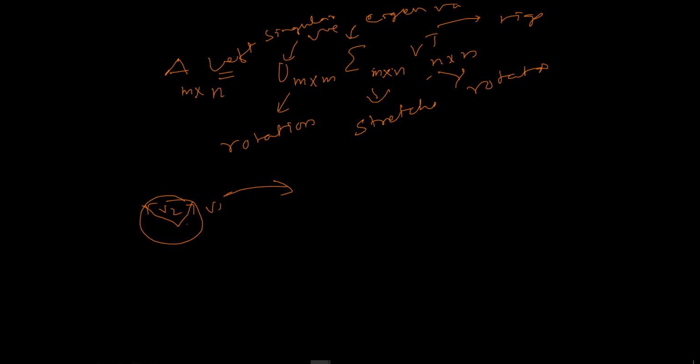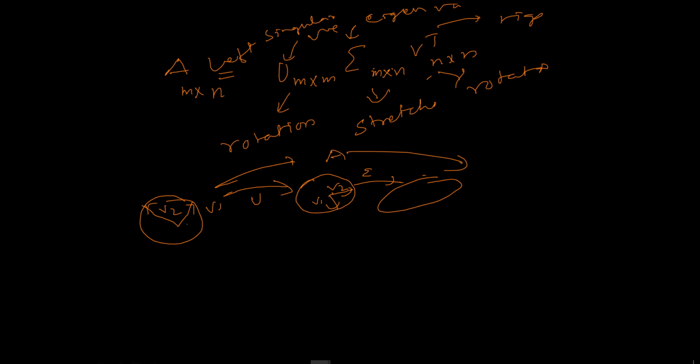So the coordinates have changed. Now I am multiplying with sigma. What is it doing? It is stretching. In a 2D plane it is a circle, in 3D a sphere, and in higher dimensions a hypersphere. So it is stretching now. You will see this is sigma 1 times u1, sigma 2 times u2. These are now stretched.